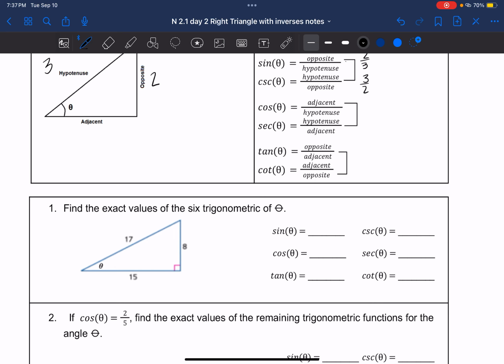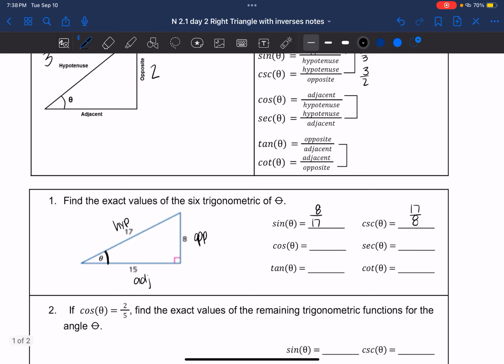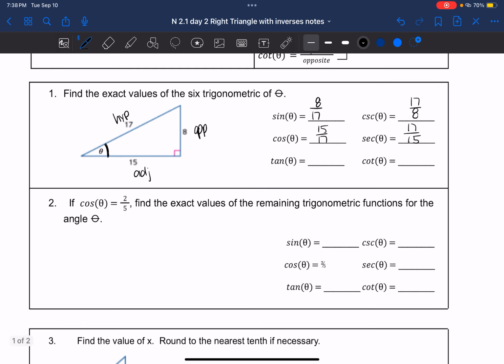So on number 1, they want the 6 ratios. Well, here is theta. Sine is opposite, which is 8, over the hypotenuse, which is 17. Cosecant is hypotenuse over opposite, so this one should be 17 over 8. Cosine is adjacent, which is 15, over hypotenuse, which is 17. So secant, its reciprocal, will be 17 over 15. For tangent, our ratio is opposite, which is 8, over adjacent, which is 15. So cotangent would be 15 over 8.